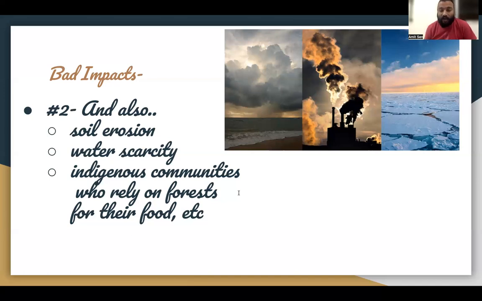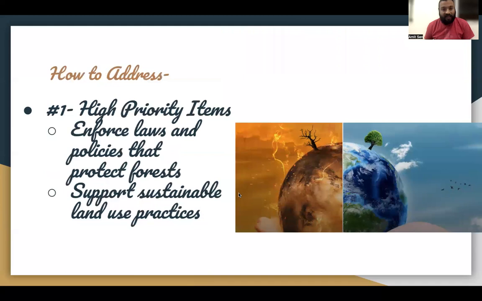But yeah, I did want to touch on how deforestation can also lead to extinction of species and overall have a significant climate change. All right, so the next slide is how do we remediate, right? How to address this? So number one item that I was able to find during my research is enforce laws and policies that protect forests.